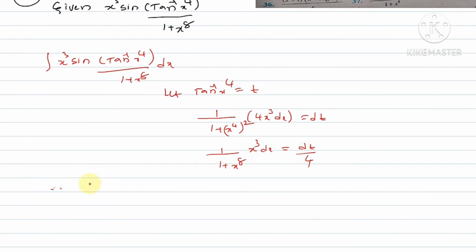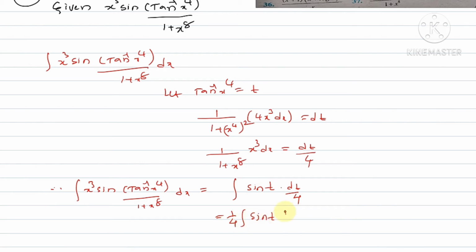So the solution is: the integral of x cube sin of tan inverse x power 4 upon 1 plus x power 8 dx is equal to, see, 1 by 1 plus x power 8 x cube dx we can write as dt by 4. So the integral is simply sin t into dt by 4, which implies 1 by 4 is taken out. So this is sin t into dt.